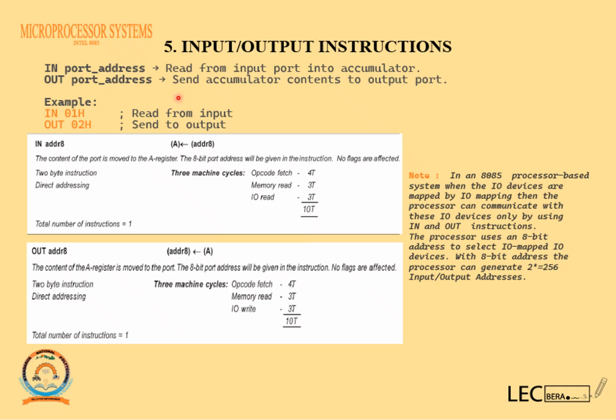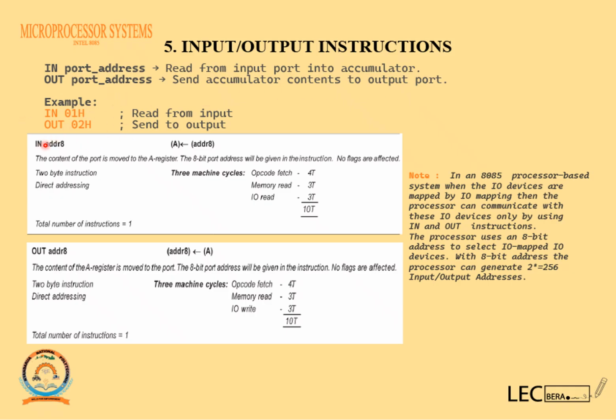These ports are going to be assigned addresses. So if I'm reading data from a port which has a certain address, it's going to be IN port address. So, read from input port into accumulator. And if I want to store data to a port that has an address, it's going to be OUT the address of the port. This one is going to send accumulator contents to the output port. What does this tell you? It tells you that these instructions are always useful when you want to exchange data between the accumulator and the input-output devices.